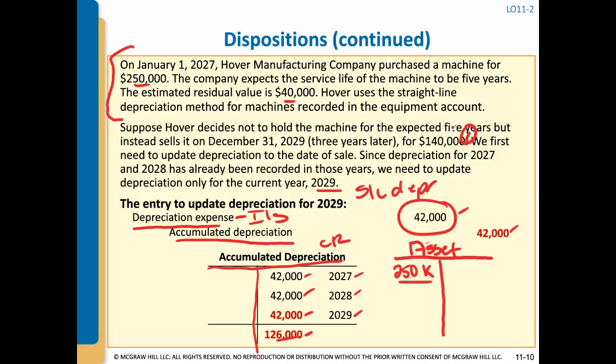And the way we're going to take it off our books is here for the asset, for the equipment, we have a debit balance of 250,000. We're going to have a credit of 250,000, and for accumulated depreciation, we need to take that off our books. Currently, we have a credit of 126,000, so we're going to debit it for 126,000. We're going to debit our accumulated depreciation.